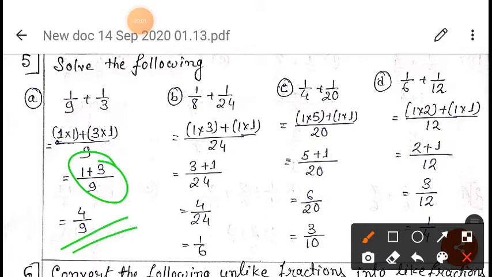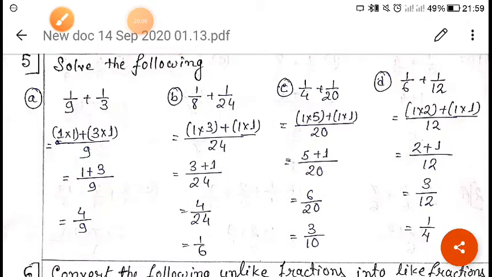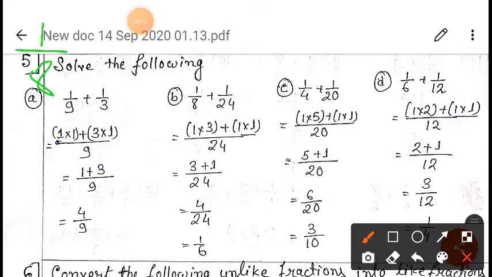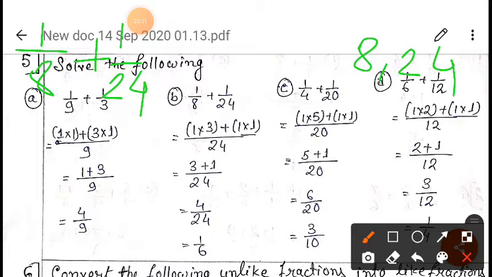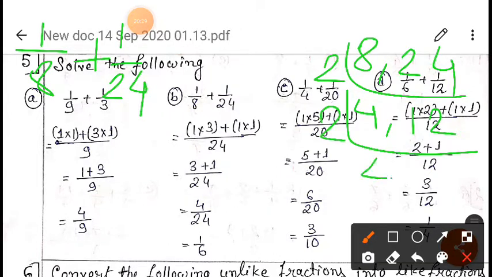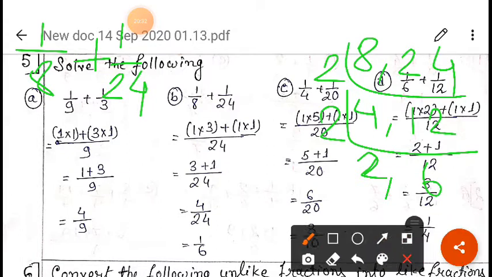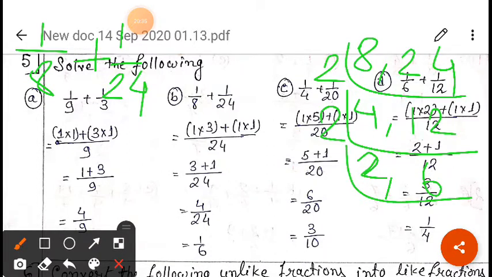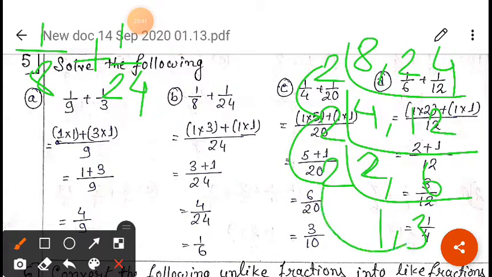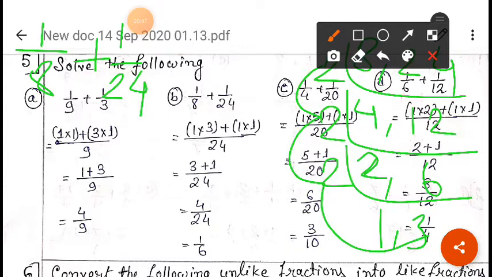Now next is question number B. Again in question number B, 1 by 8 plus 1 by 24. So again what we have to do is find the LCM of 8 and 24. What will be the LCM? 2 ones are 2, 2 twos are 4, 2 twos are 4 and 2 sixes are 12, 2 ones are 2, 2 threes are 6. 2 twos are 4, 4 twos are 8, 8 threes are 24. So the LCM is 24, as you can see.